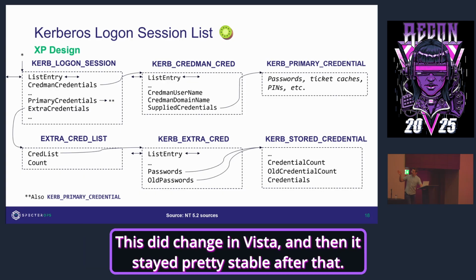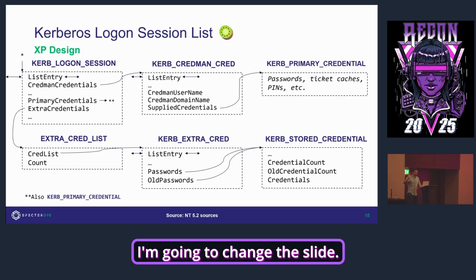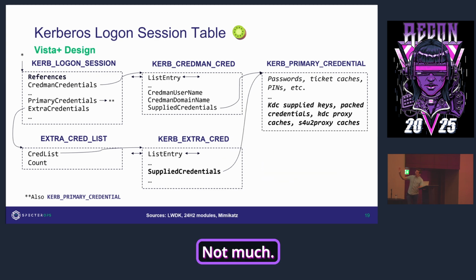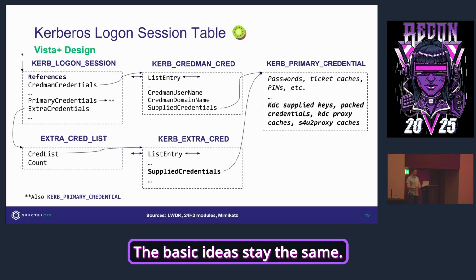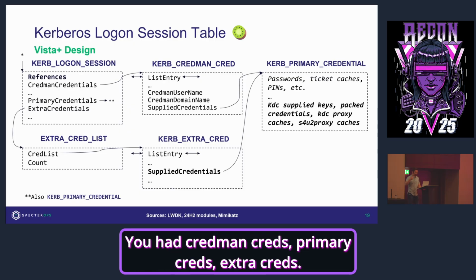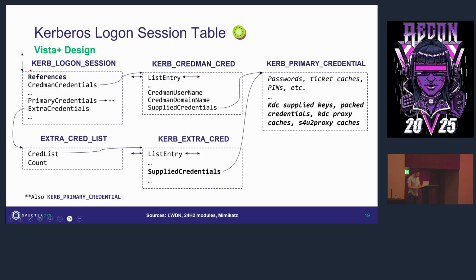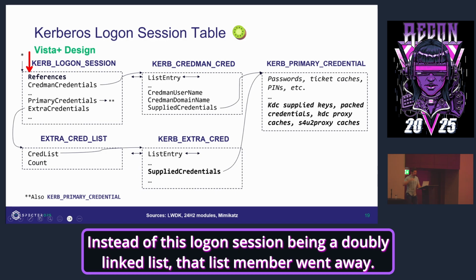This did change in Vista, and then it stayed pretty stable after that. I'm going to change the slide. Look at the screen, and as the slide changes, you'll see what changed. Not much. The basic idea stayed the same. You had credman creds, primary creds, extra creds. One of the main changes here is at the top left. Instead of this logon session being a doubly linked list, that list member went away.